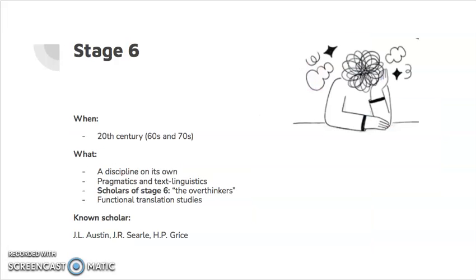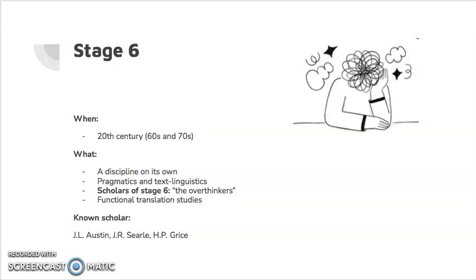Stage 6. At this point in the evolution of translation studies, translation is now considered a separate discipline, though it still overlaps with linguistics and other disciplines in that category. Now scholars start to analyze what the meaning and the effect of text look like in certain situations. They would use pragmatics and text linguistics in these studies.